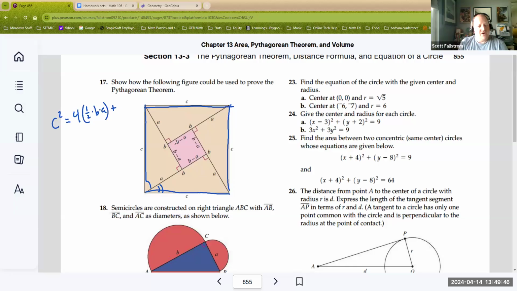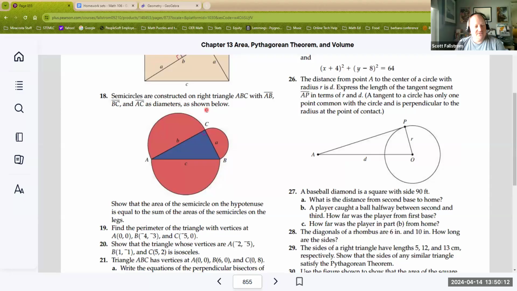Plus, there's a little square in the middle. And the little square in the middle comes from taking this long length of b and cutting off this piece of a. And so what we have is b minus a quantity squared. Do a little algebra on the right-hand side. See if you can prove the Pythagorean theorem.